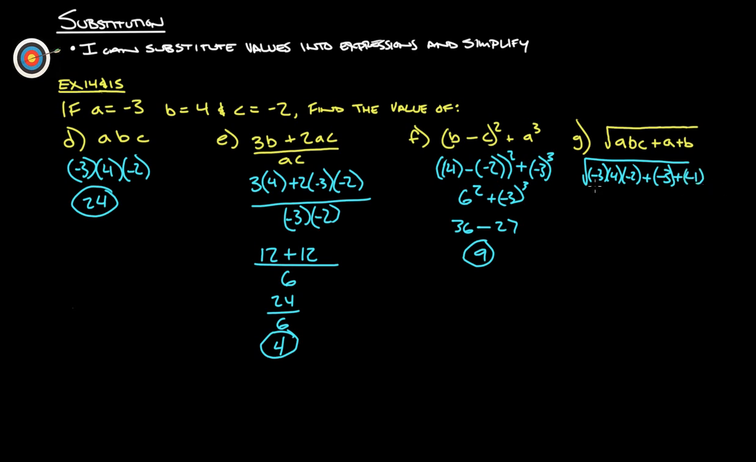Okay. Negative 3 times 4 is negative 12, times negative 2 is 24. And then we have plus negative 3 plus 4. So we can even turn that into minus 3 plus 4. Do that all left to right, and that's 24 minus 3 plus 4 gives us the square root of 25. Since we can simplify that, let's do that, and that just turns into 5 there.